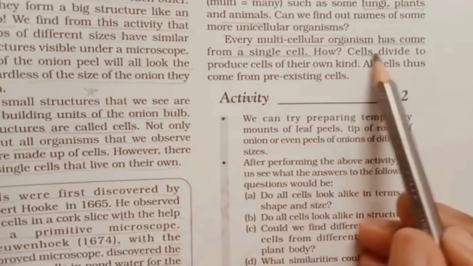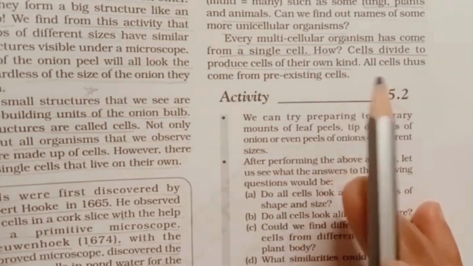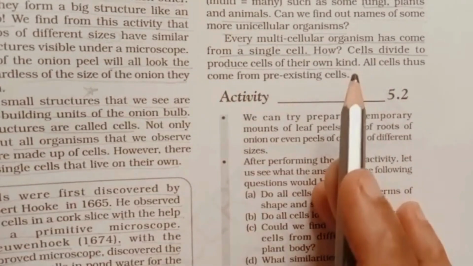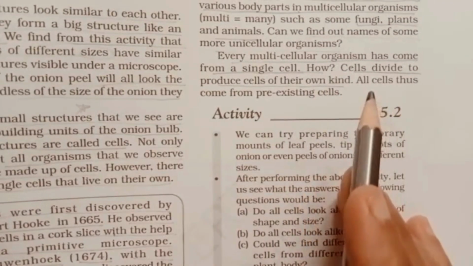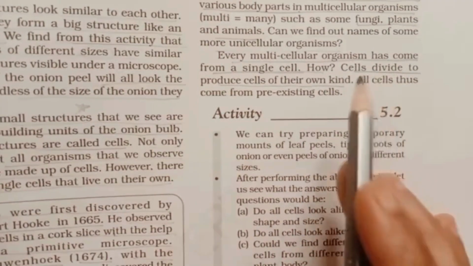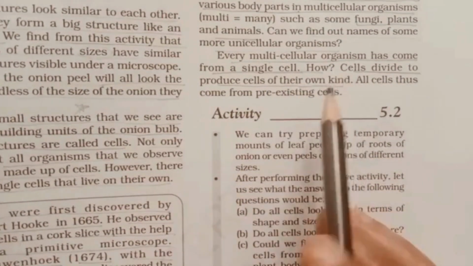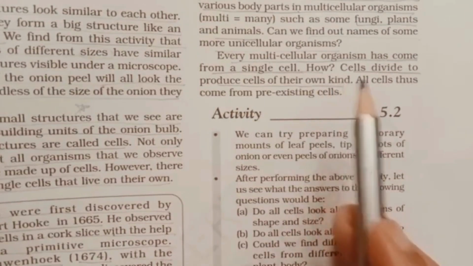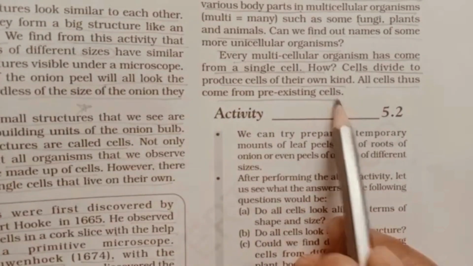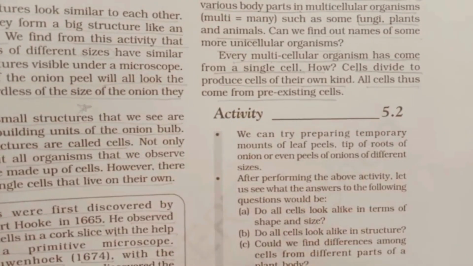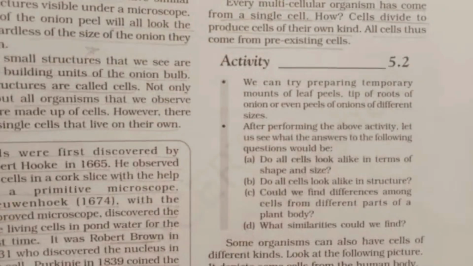So how? Cells divide to produce cells of their own kind. So yes, each and every cell in our body divides to produce cells of their own kind. Our normal body cells divide by mitosis and produce cells of their own kind, meaning cells that look just like them. All cells thus come from pre-existing cells, and this is what Virchow has said in his theory. Now let us do activity 5.2.